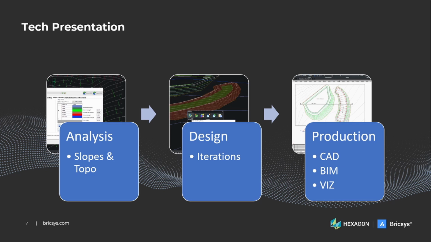Now, in terms of the technical presentation, we'll start with some brief analysis. We'll look at the slopes and topography of the existing ground. We'll then go on to the next phase, which is doing a bunch of design parameters, which is most of the presentation. And at the end, we'll leave some time to do some production. So we'll do a little bit of standard 2D CAD work. We'll get a few long sections and typical sections going. We will look at options for exporting to various BIM formats, and we'll touch briefly on the Twinmotion for visualization. So with that, let's get into the software.